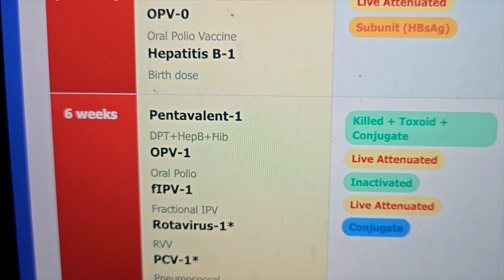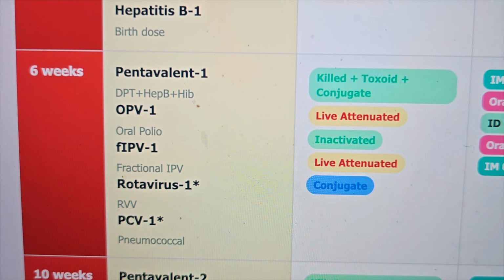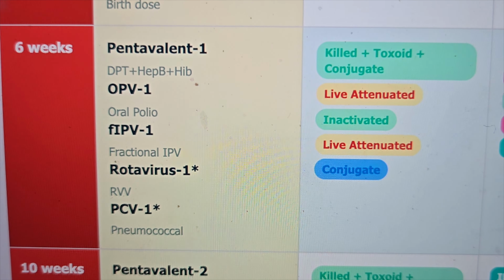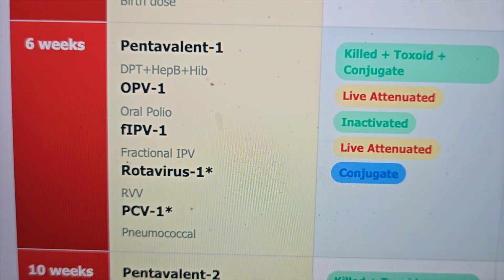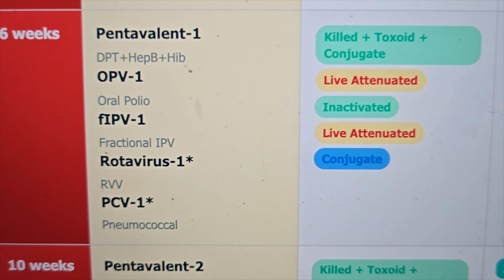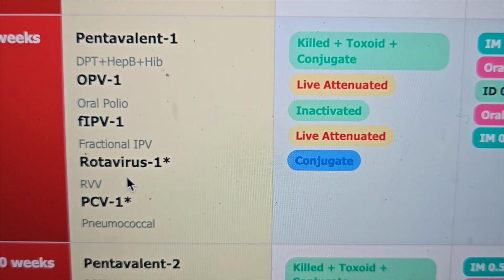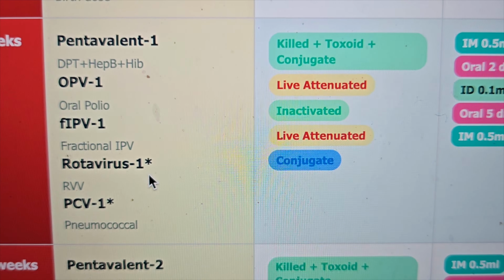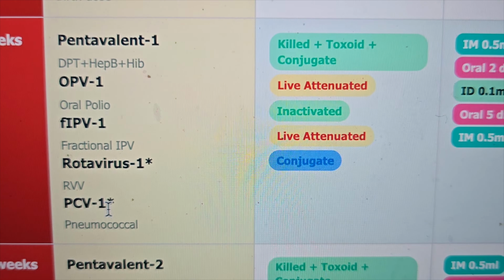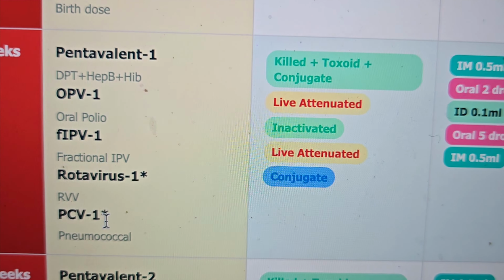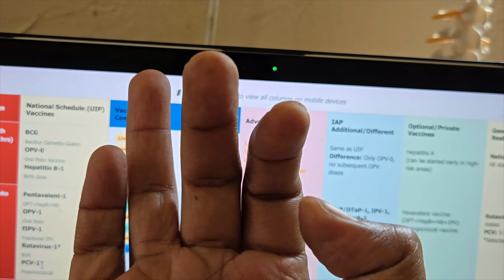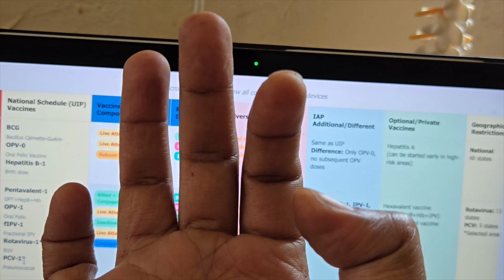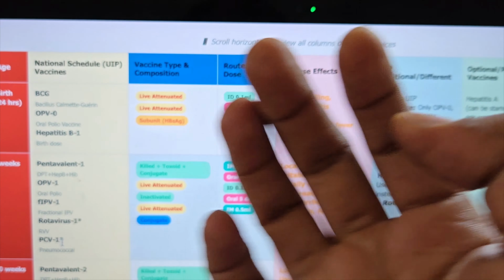Second one is 6 weeks. See, at 6 weeks, pentavalent vaccine (DPT, hepatitis B, HIB), then oral polio vaccine 1, fractional IPV 1 is given, rotavirus 1, but it is marked with an asterisk, and PCV 1, pneumococcal vaccine, also marked with an asterisk. So, remember 5 fingers: pentavalent vaccine, OPV, fractional IPV, rotavirus and PCV. So, you can remember 5 fingers.